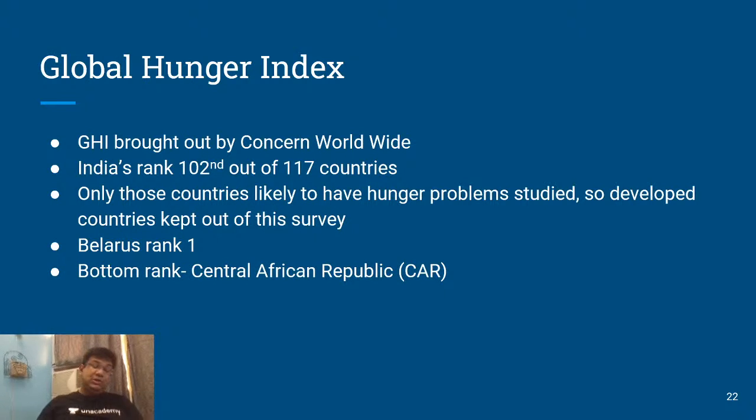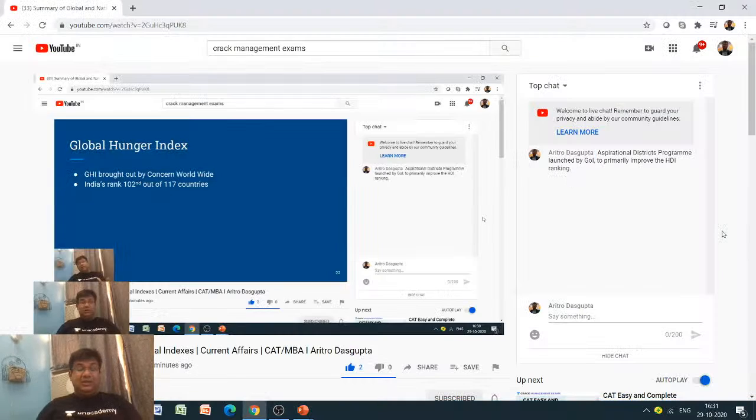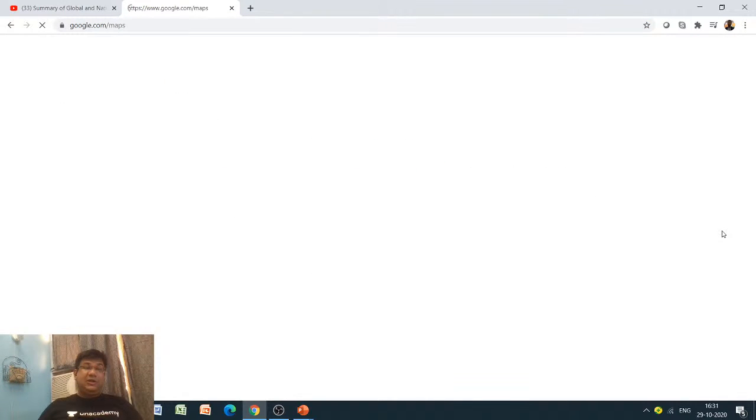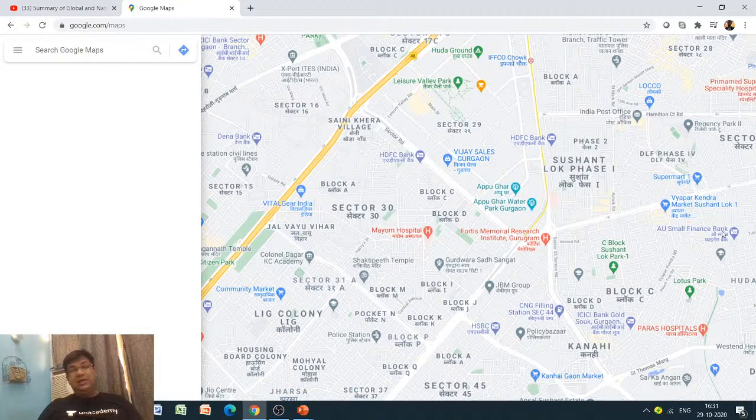The bottom rank, I told you, is more important. Chad was at the bottom a couple of years back, but now it's its neighbor, the Central African Republic. If you look at the location of CAR, it is right at the edge of the Sahara Desert. So that is why it's particularly important. And let me just show you guys. I really don't know the capital of Central African Republic, so I'll have to look at the whole country maybe.